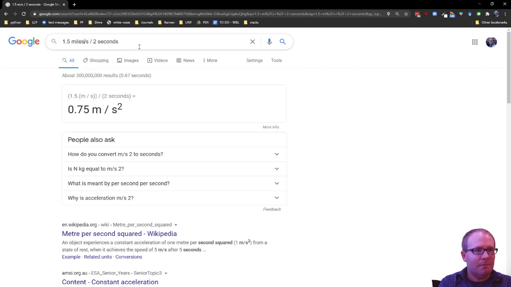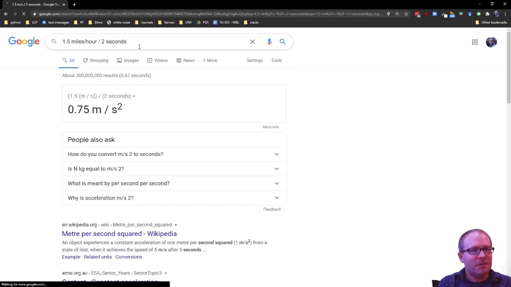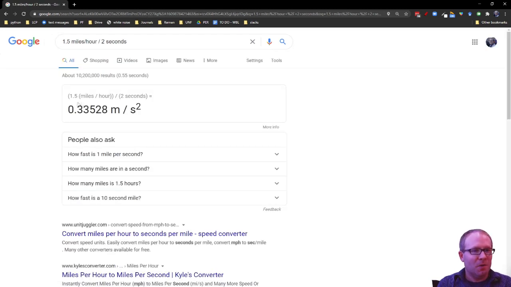I can even combine my units. Let's say I have miles per hour in 2 seconds. It will combine that into 0.33528 meters per second squared. It will even handle the conversions for you if you're working with miles and hours and fortnights. It will give you this miles per hour per second in units of meters per second squared.